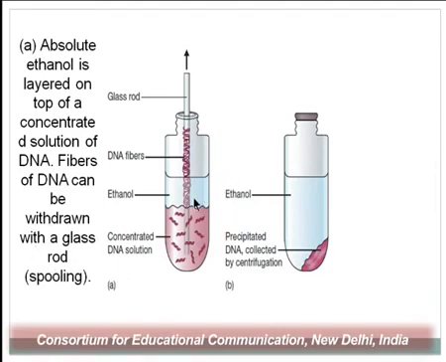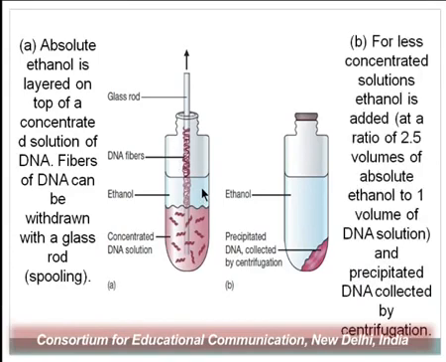But if the solution is dilute and not too much DNA is present, then for a less concentrated solution, ethanol is added at a ratio of 2.5 volumes of absolute ethanol to 1 volume of DNA solution, and then precipitated. Then we incubate it at -20 degrees Celsius for half an hour, or at higher temperatures like 4 degrees Celsius overnight, or even colder, at -80 degrees Celsius if we have the facility, for efficient precipitation.